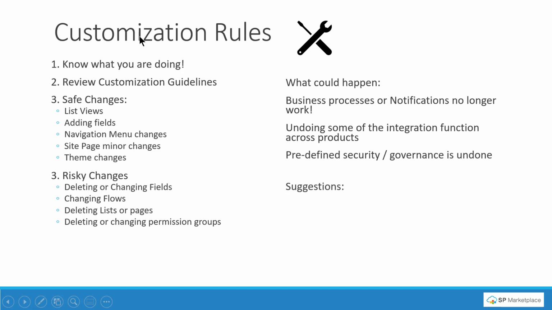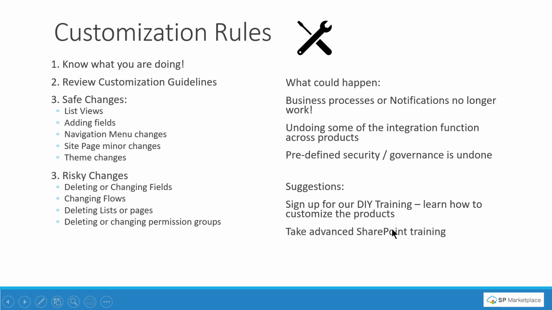So our suggestion, if you're going to be doing a lot of customizations, is to sign up for our DIY training. This is the do-it-yourself customization class, and learn how to customize the products, learn how to use Flow, SharePoint, and those things. Second, at minimum, take some more advanced SharePoint training so you know what you're doing. And then finally, we do suggest, if you're going to make changes to the product, call us ahead of time, and just let us know what you're going to do, and we can advise you if it's going to break anything out there.